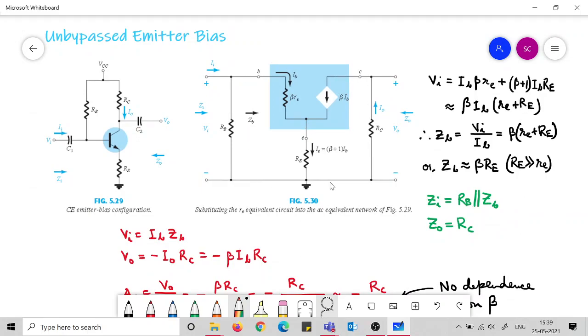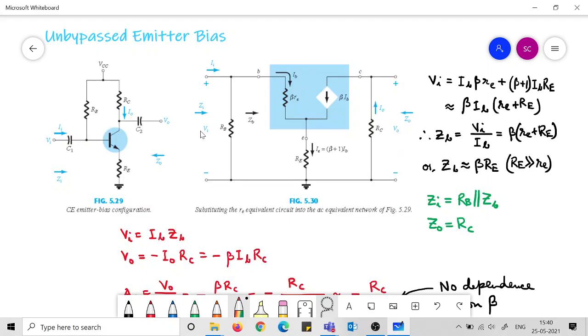So we would analyze this network now. To analyze this network, please note where Zi, Z0, Vi and V0 are. That is important to understand. These are the points where V0, Vi, Zi, Z0, I0 and Ii are. Okay, so now you see what Vi is.